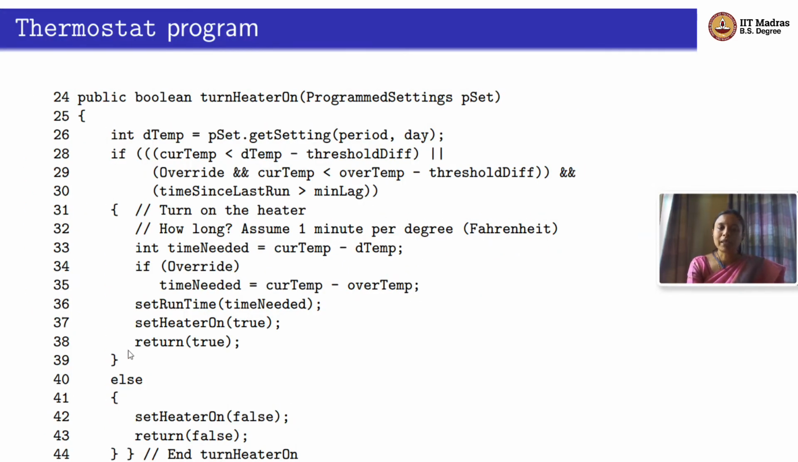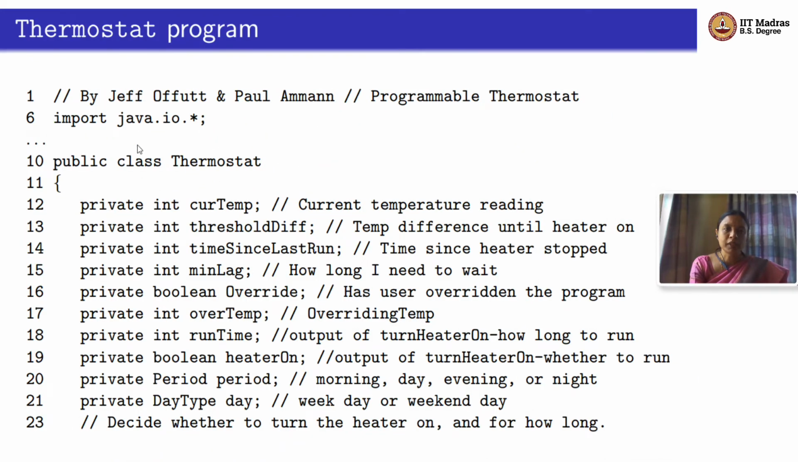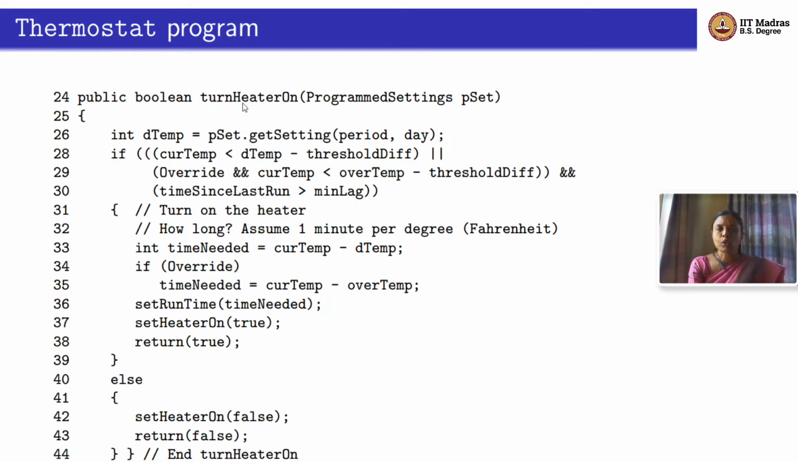Okay, so here is the main code. So turnHeaterOn is the method which takes some preset of program settings which is given in this variable called pset. So first it says dtemp. Please note this variable dtemp is local to this method, turnHeaterOn. These are all variables that were outside this method that belong to the class called Thermostat. Then we now are writing the code for the method turnHeaterOn, which takes parameter pset, and it has in addition a local variable called dtemp. What does dtemp do? dtemp basically uses this pset input and pulls out period and day.